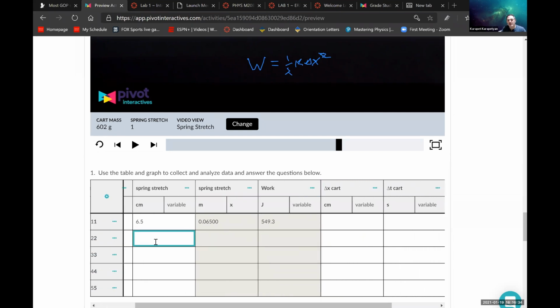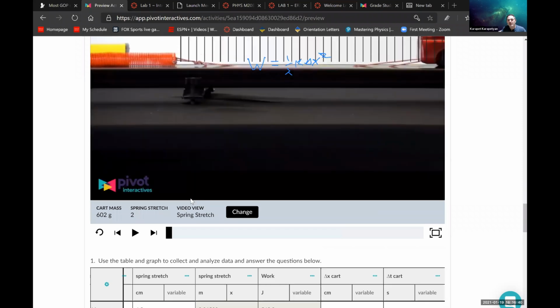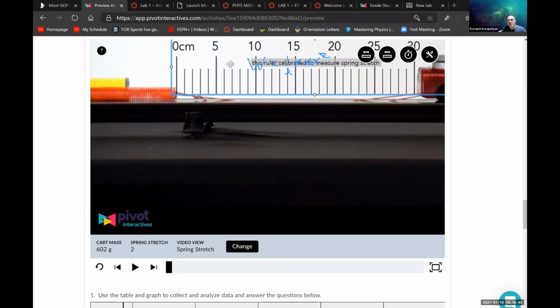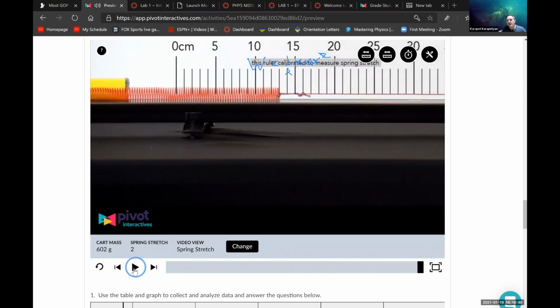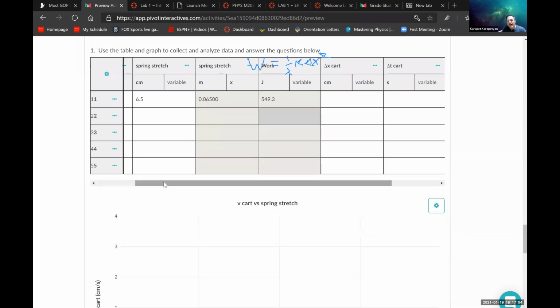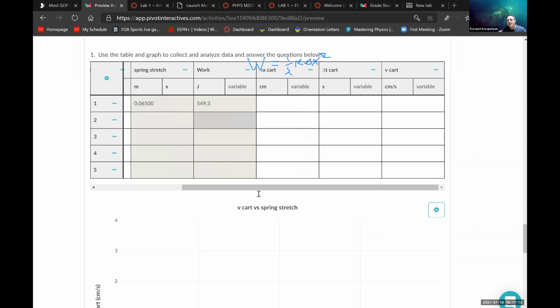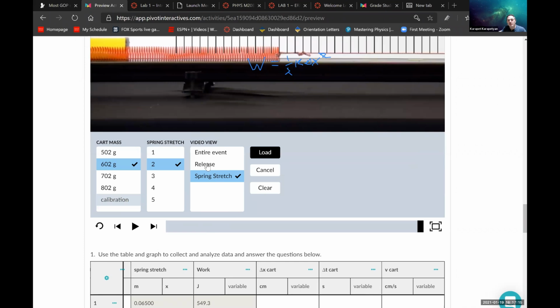And when you go to the second stretch, you measure that as well. And you can see you're going to get a different value this time. There you go. It's no longer 6.5 centimeters, something like that. That means you're going to get a different value, then convert to meters, then calculate the work done. This is for the spring stretch portion of the experiment. So you're going to do 5 different measurements of the spring stretch, convert to meters, then calculate the work done. Then go to the second video, which is release.